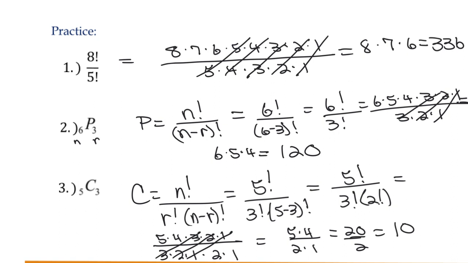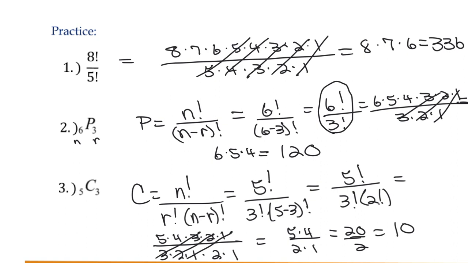The second example is a permutation. N has a value of 6. R has a value of 3. We're going to plug into the formula n factorial over n minus r factorial, which is going to give us 6 factorial over 3 factorial. We're going to expand this: 6 times 5 times 4 times 3 times 2 times 1 over 3 times 2 times 1. The 3 factorials cancel out, and we're going to get 6 times 5 times 4, which is 120.